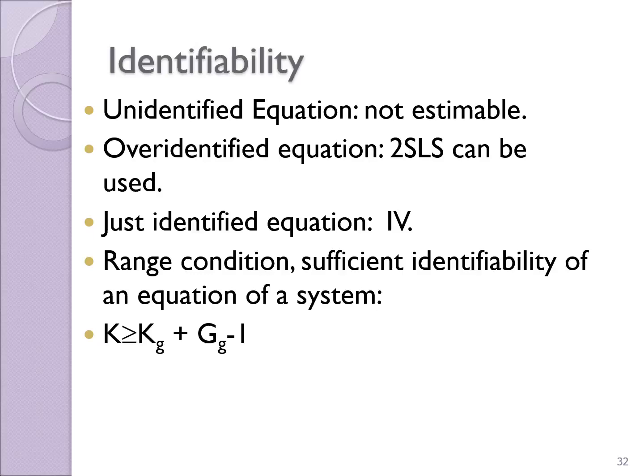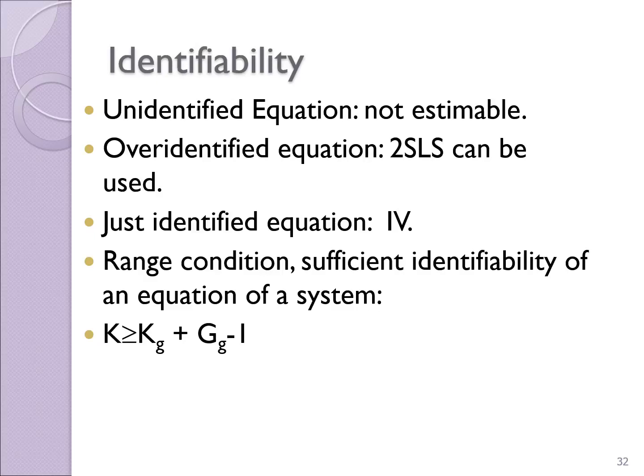The problem is not really terrible. This is something that is manageable under a lot of conditions. In general, we would like to have a condition, a range condition, which would be sufficient for identifiability. And that condition is this one that we have here. It's capital K greater or equal to capital K sub G plus capital G sub G minus 1.